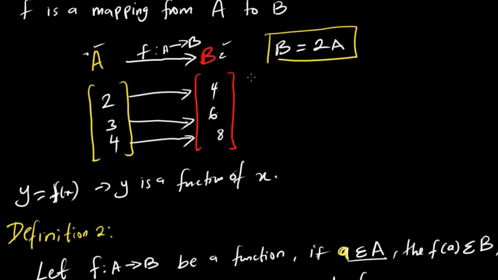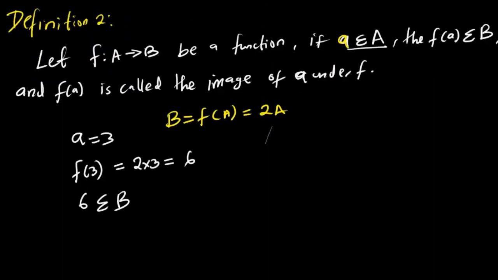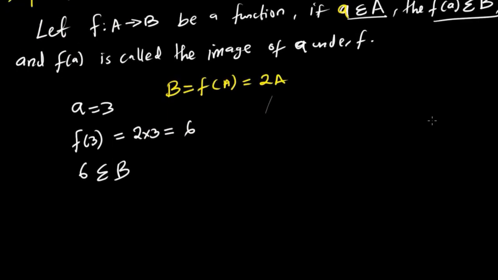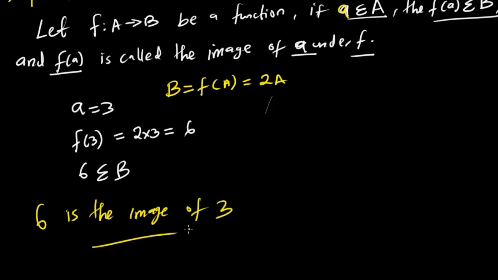Going back to the previous example, here we have 6, which is an element of set B. So we can also note that this is true. We have f of a to be an element of set B, and f of a is called the image of a under f. So whatever we get as f of a is the image of a under f. In this case, we have that f of 3 equals 6. So we can say that 6 is the image of 3. And this is the concept of image.